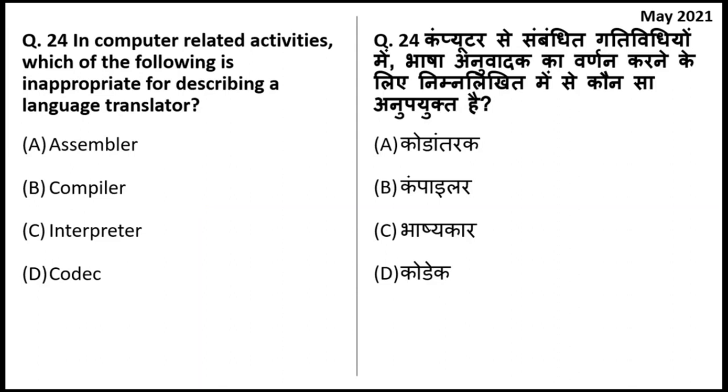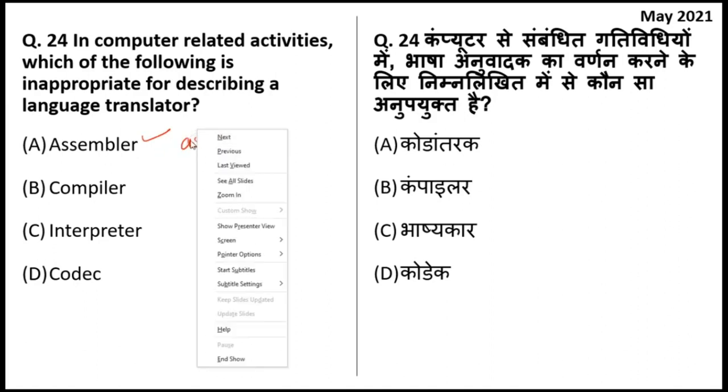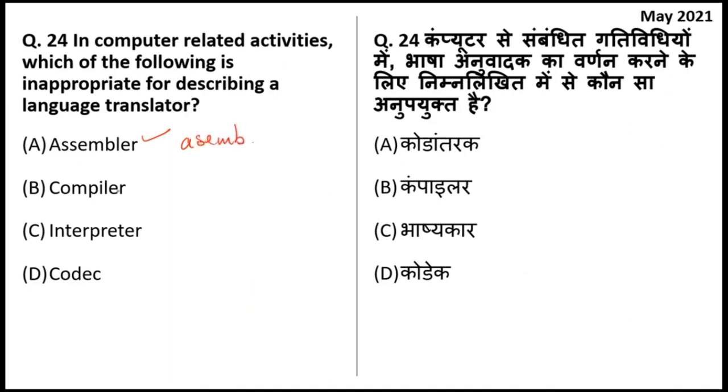In computer related activities, which of the following is inappropriate for describing a language translator? In one of the questions we talked about the interpreter, which is a language translator. Assembler is also a language translator. It is used to translate assembly language, and a compiler is used to translate high level languages, and so is an interpreter. But codec is not a kind of language translator. An interpreter translates your program statement by statement, while a compiler does it in one go. And assembler is also a kind of language translator.